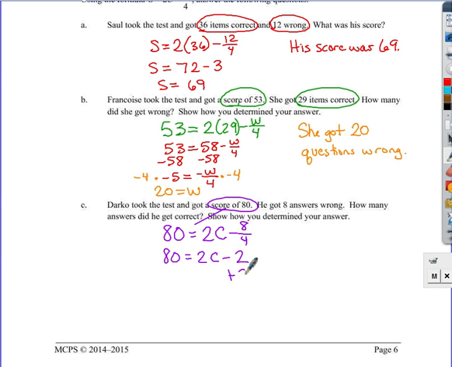We're going to add 2 on both sides. So we get 82 equals 2C. Then we're going to divide by 2 to get the C by itself. So we get C equals 41. So now I go back and answer the question, how many answers did he get wrong? Well, correct. He got 41 correct. So Darko got 41 correct.